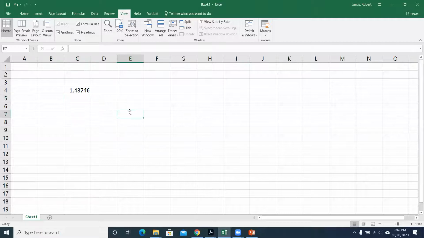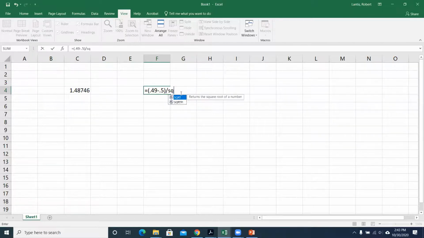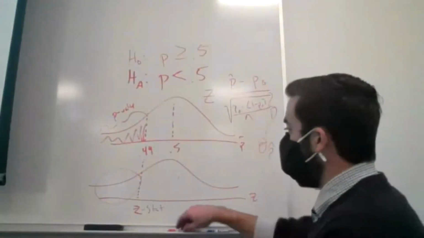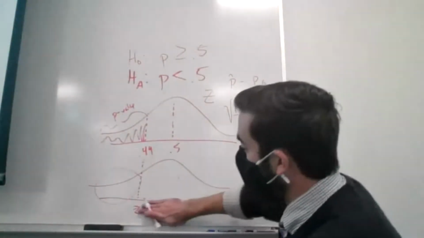So we'll do this over here. So 0.49 minus that assumed true proportion of 0.5 divided by the square root of 0.5 times 1 minus 0.5 divided by that pretty large sample, right? 1,500 people. So I'm just using Excel to be my calculator here. Could have entered those values into my calculator. I get negative 0.77. So negative 0.77 is my z-statistic here.